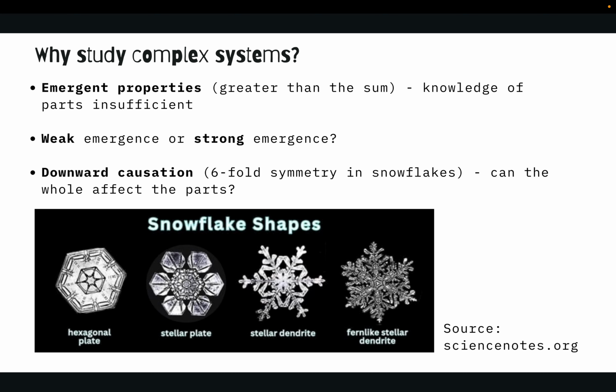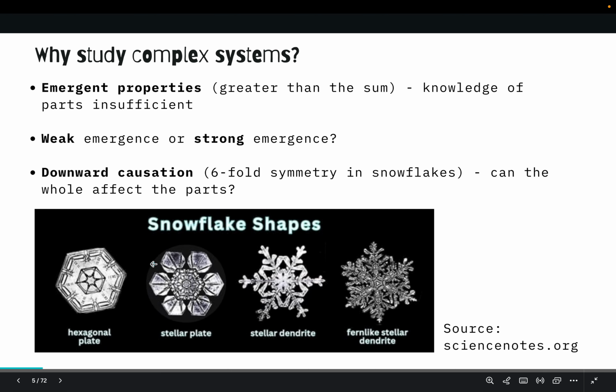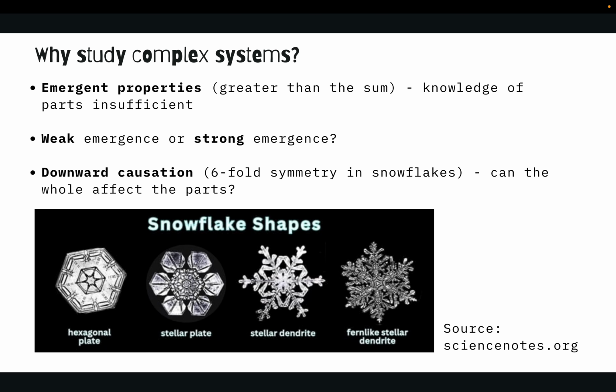So why do I say that this is an example of the whole affecting the parts? Well, first of all, the snowflakes are built from the parts, right, from the molecules. But at the same time, once they're built, this six-fold symmetry is a constraint on the whole. This is not a constraint on the parts. It's a constraint on the whole, that once the whole structure is formed, it must respect six-fold symmetry. And that constraint actually does affect the parts, because the molecules, the parts, cannot arrange themselves in such a way that does not respect six-fold symmetry.